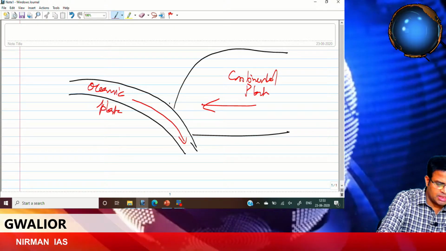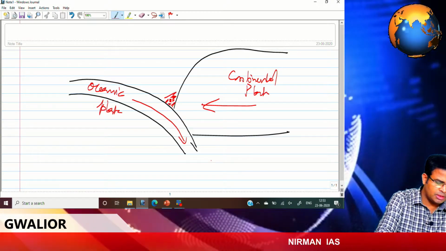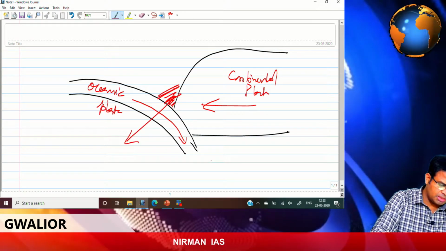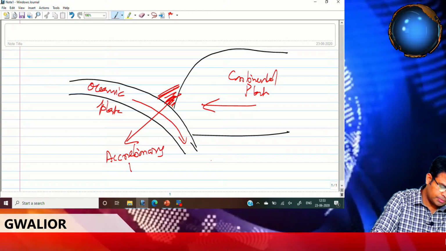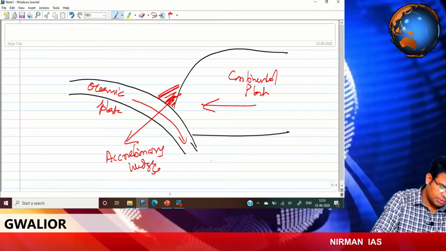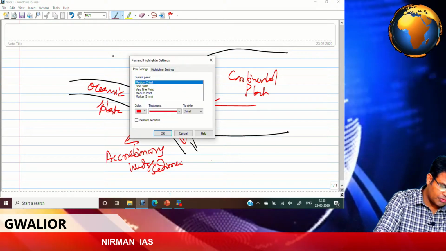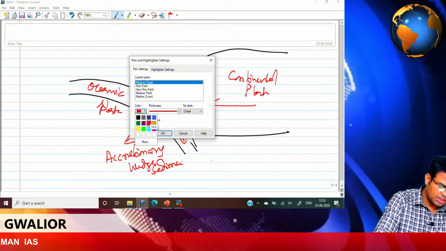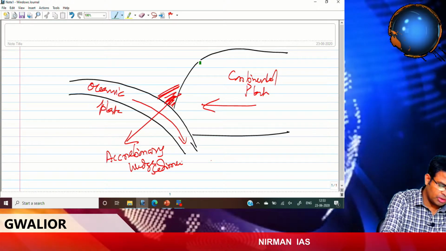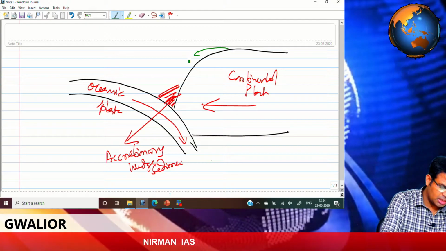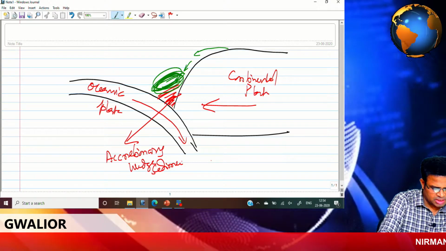So there will be, due to the scratch, some amount of accretionary wedge sediment. And at the same time, from the continental side, the river is depositing sediments, and there will be some river deposited sediments.